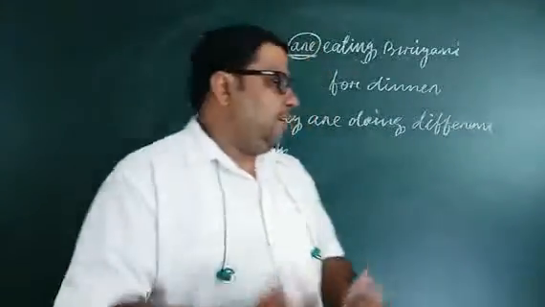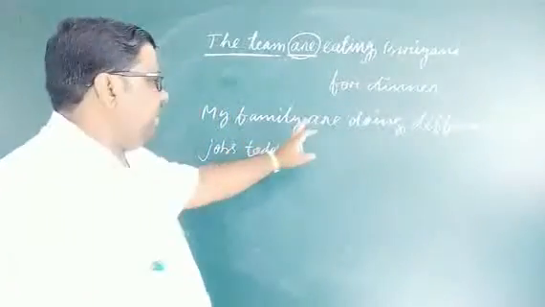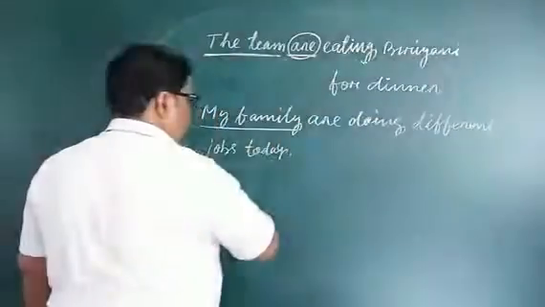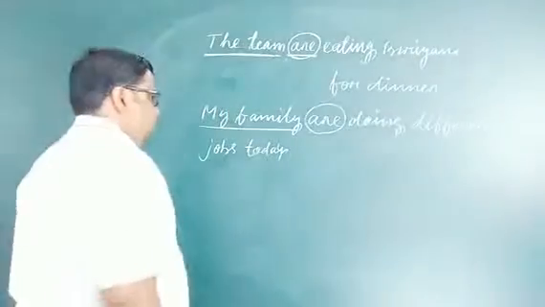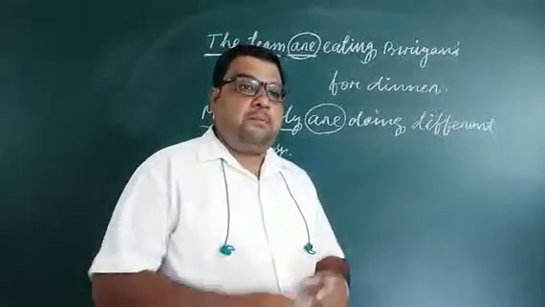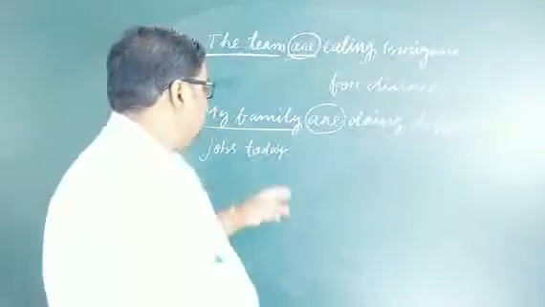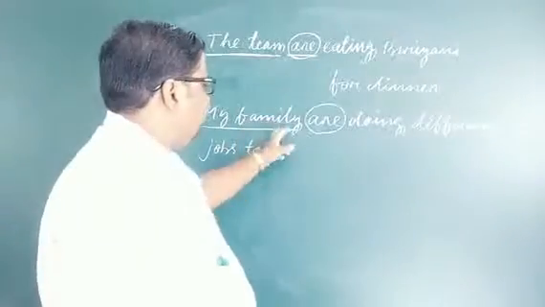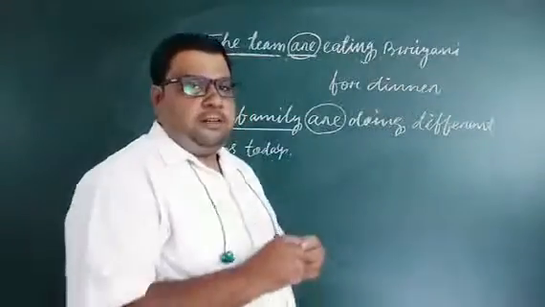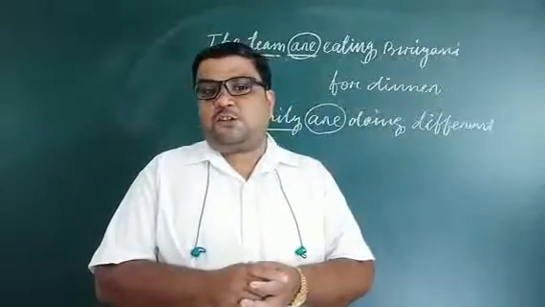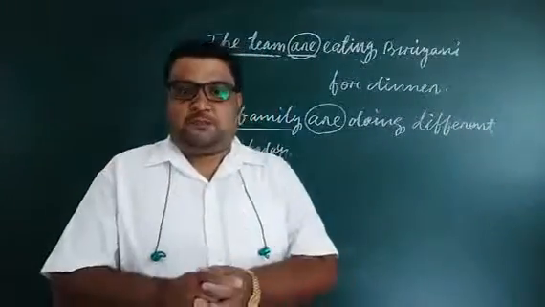Now, let's have another example. My family are doing the different jobs today. My family is the subject and are is the verb. Here we take a plural verb for my family. In the previous example, we had taken the verb is for my family. But here we take a plural verb for it. Here, each individual of the family is doing something different.